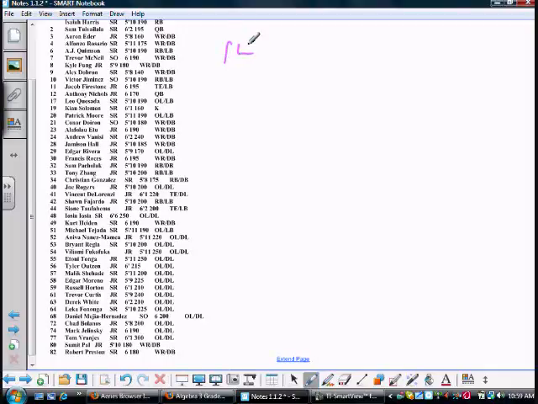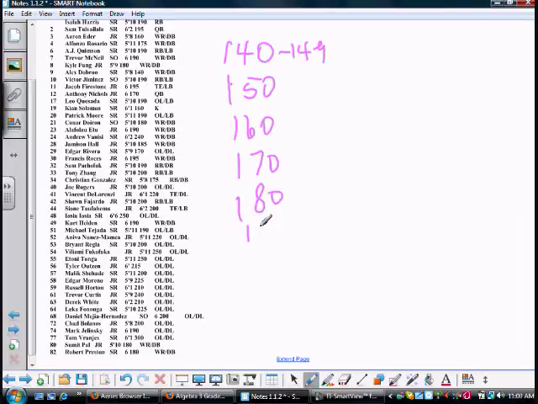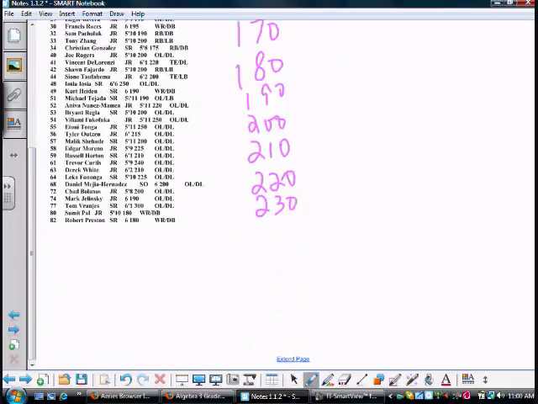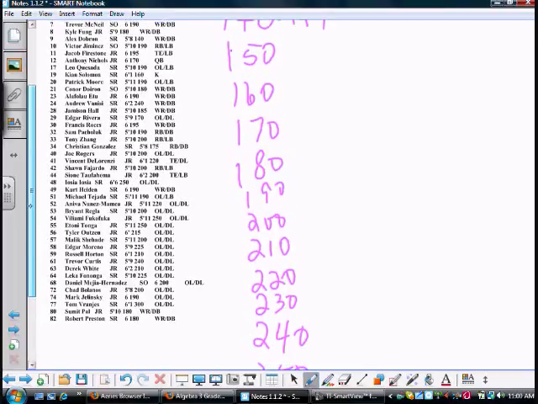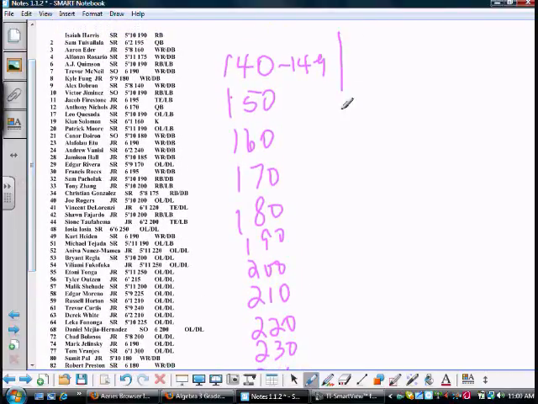So let's set up classes here. Let's go from a weight of 140 to 149, 150 to 159, 160 to 169, 170, 180, 190, 200, 210, 220, 230. Then we're going to skip because there's a big skip after 250. We won't do the heights because you have to convert those, and I don't want to do too much arithmetic today.